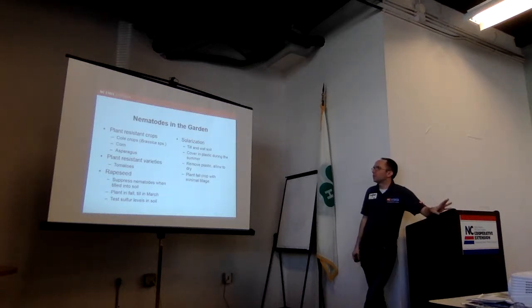Soil solarization can work to some degree. This is where you till in, wet the soil, apply a plastic cover, and let it get really hot, and you're de facto partially fumigating the soil.